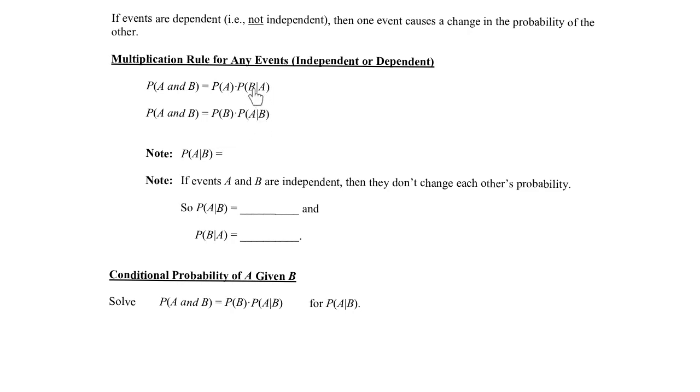We need to know what this new vertical line means. So this means the probability of A given B. Let's first just write that down. This is the probability of event A given event B. That means the probability that A happens given that B already happened. Right? It's the probability of A given B.